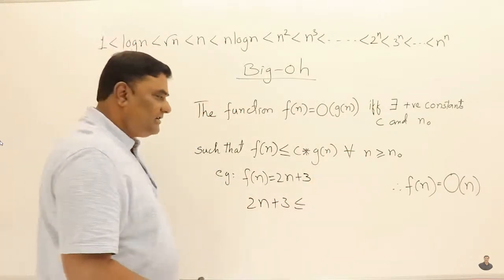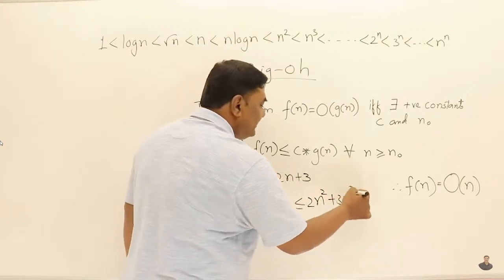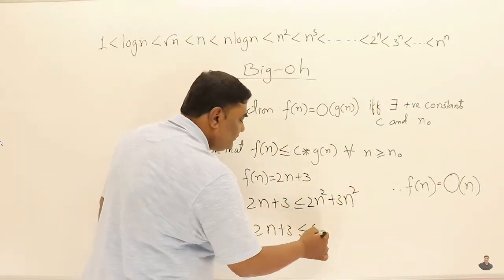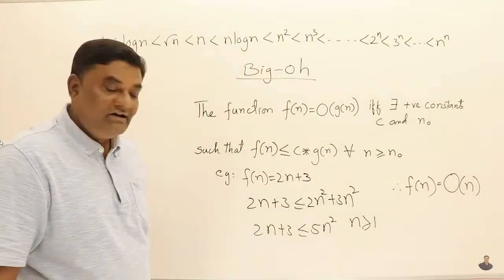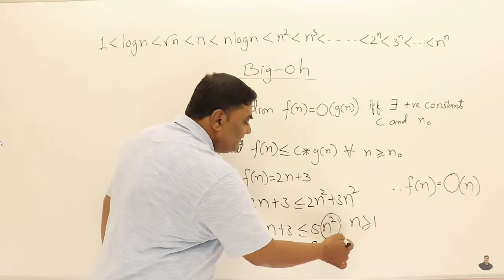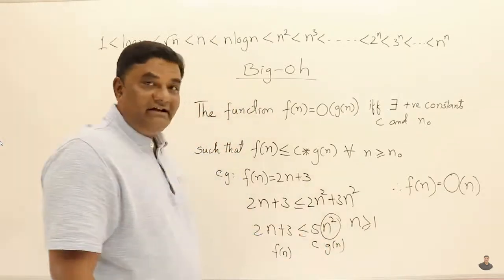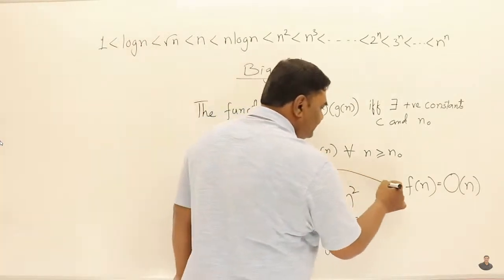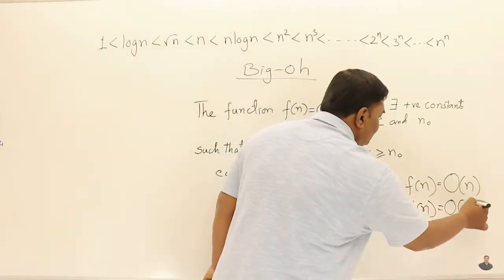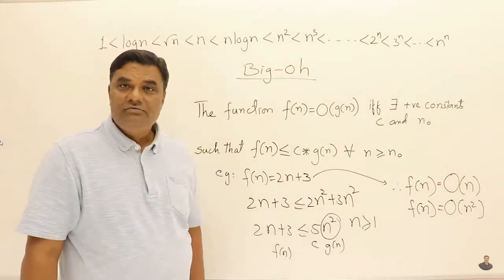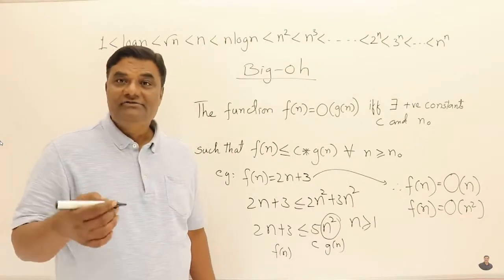For the same function, can I write 2n square plus 3n square? And that becomes 2n plus 3 is less than or equal to 5n square for all values of n greater than or equal to 1. Yes, this is also true. Then what is g of n here? This is c and this is g of n, and that's f of n. So what is g of n we got? n square. So can I say that the same function is big O of n square? Yes, this is also true.